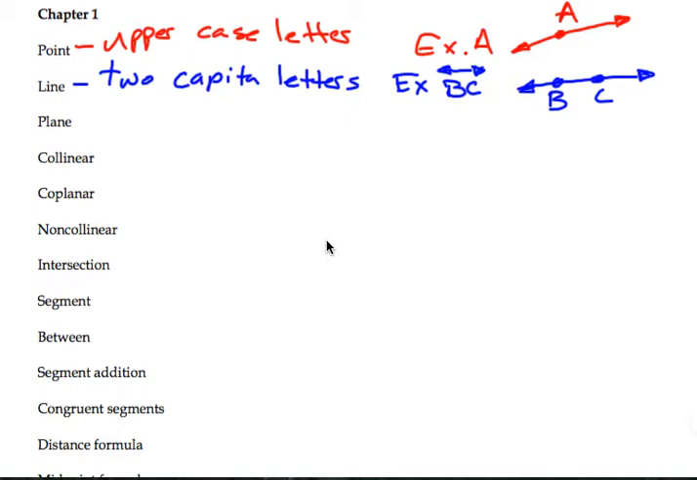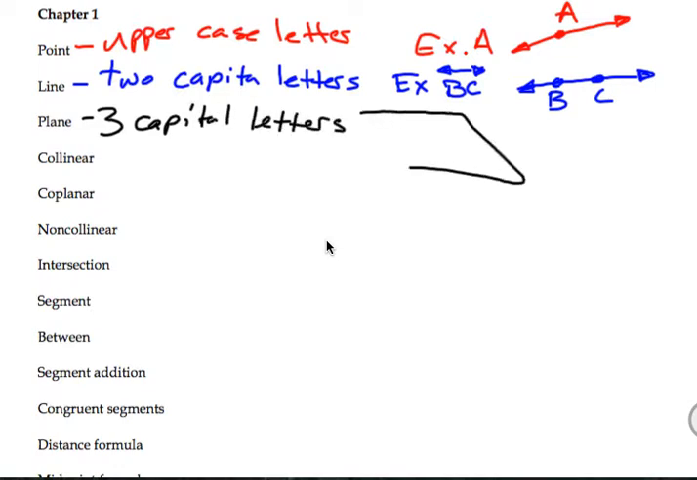You name a plane with three capital letters. So if I had a picture like this, and I had D, E, and F down here, then I could say this is plane D, E, F. Notice D and E are on the same line, but F is on a different line. That's why that still works.